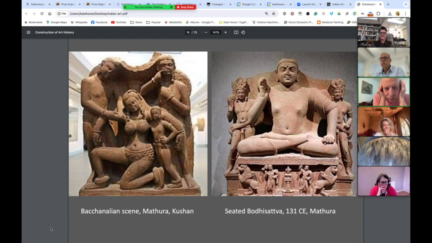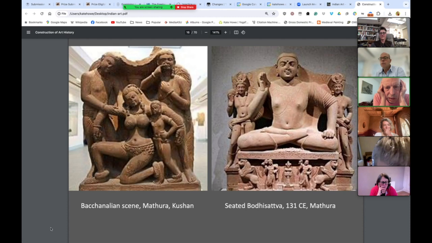This is Gandharan Kushan period. On one side is the Buddha figure, and a sort of scene from Bacchus, of intoxication.